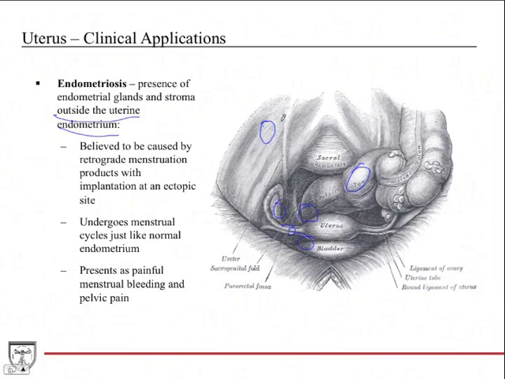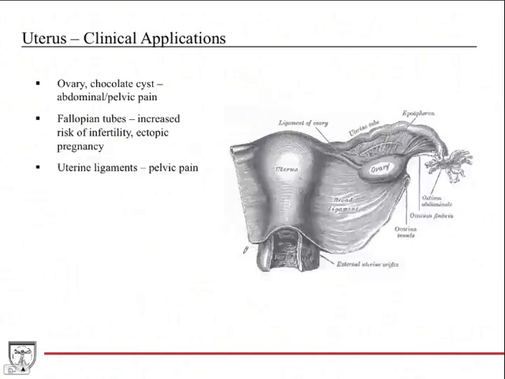place. This tissue, again, undergoes menstrual cycles, just like the normal endometrium. And it presents as very painful menstrual bleeding and pelvic pain. Now, it can have additional symptoms based on where the ectopic tissue is located anatomically.